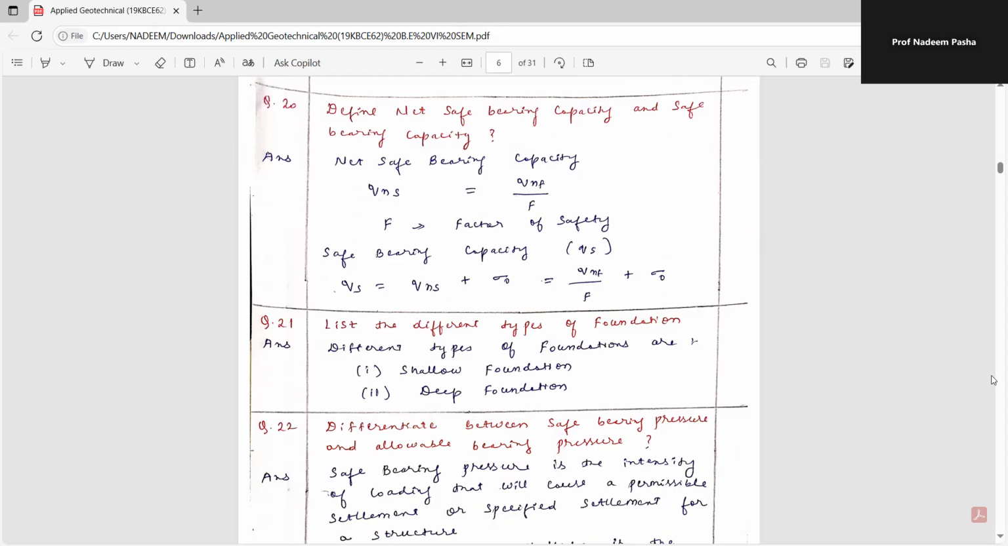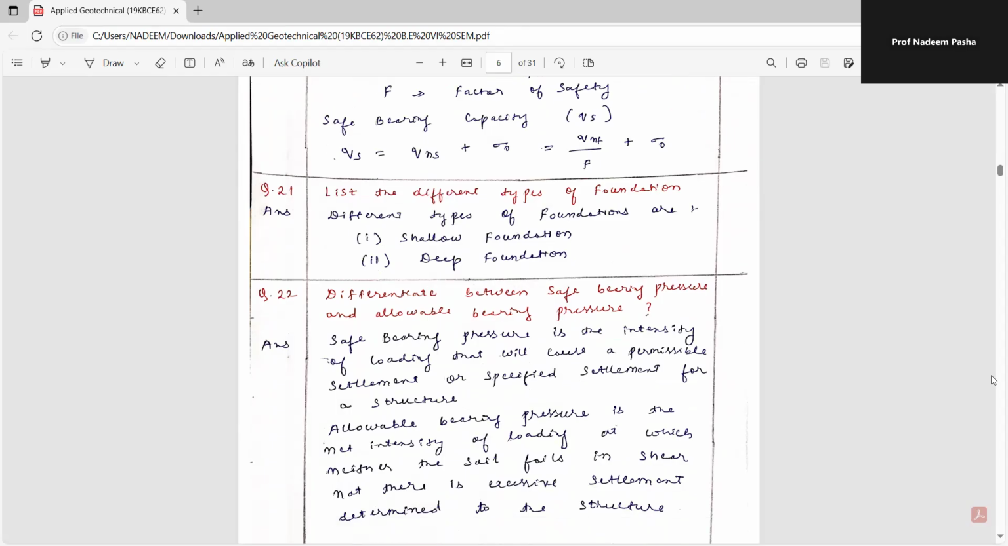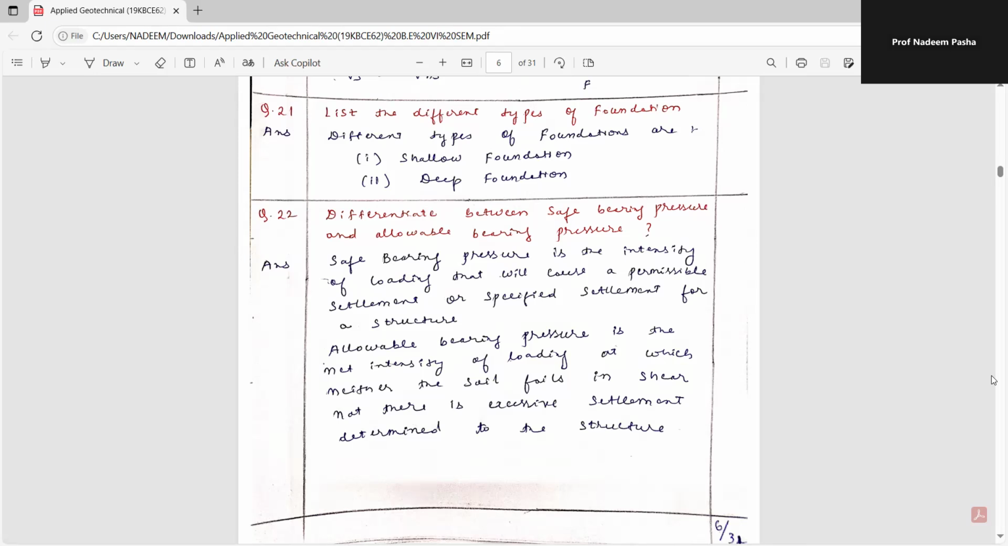Difference between safe bearing capacity and allowable bearing pressure. Safe bearing capacity is the intensity of loading that will cause a permissible or specified settlement for a structure. Allowable bearing pressure is the net intensity of loading at which neither the soil fails in shear nor is there excessive settlement detrimental to the structure.